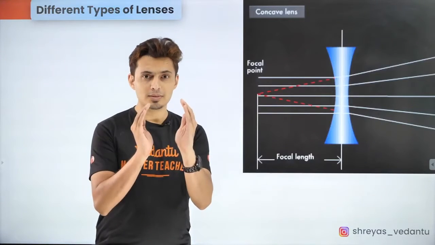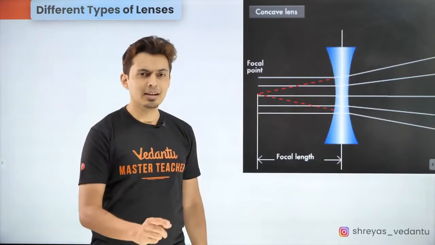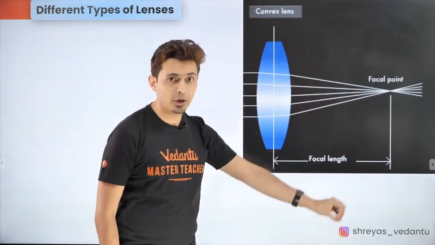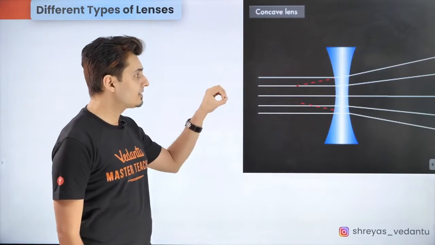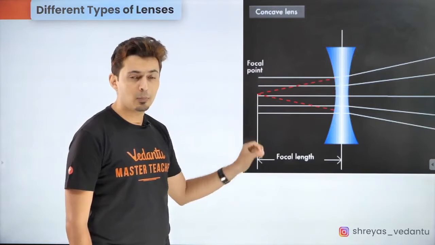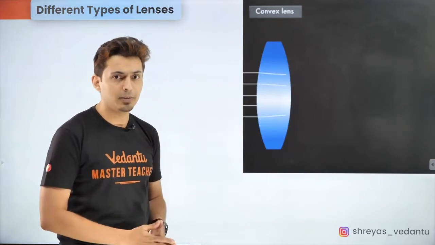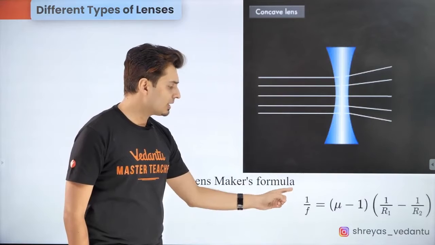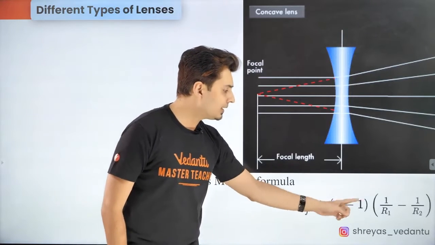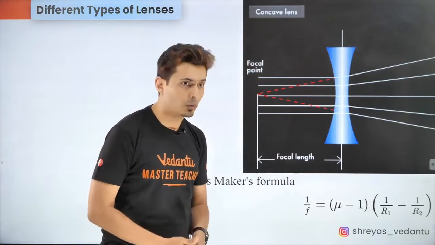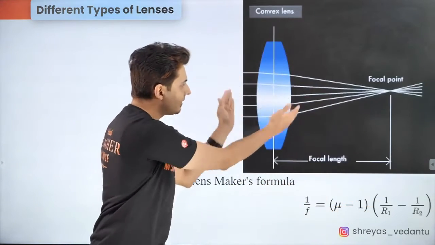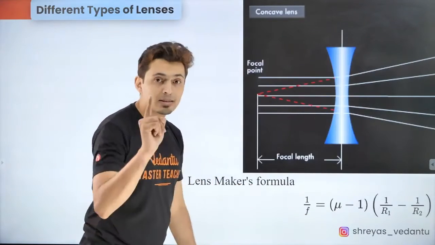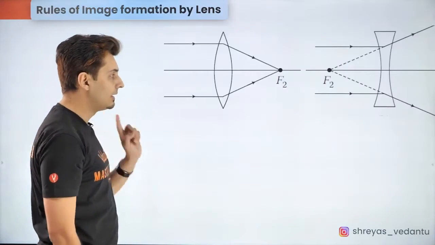When you have two curved surfaces, it makes up a lens. In case of a convex lens, the rays which are parallel merge at a particular point, but in case of a concave lens, the rays appear to diverge from a particular point when placed in a rarer medium. Now, the focal length is given by the lens maker formula, which is nothing but 1 by f is equal to (mu minus 1) into (1 by R1 minus 1 by R2). R1 and R2 are the radii of curvature of those refracting surfaces, and mu is always the relative refractive index.